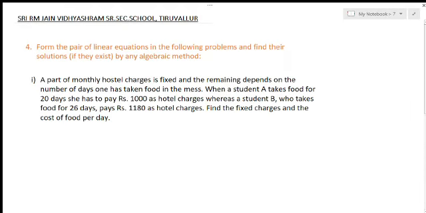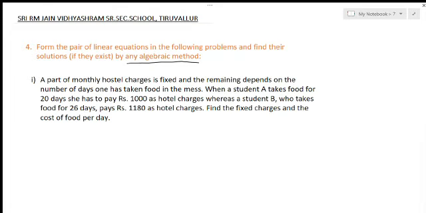Your next question. Form the pair of linear equations in the following problems and find their solution if they exist by any algebraic method. So we have to form the equation first, then we can find the solution by any one of the methods. Actually we have three methods. Yes, one is substitution, other one is elimination, and the third one is cross multiplication. By using any one of the methods, you can solve and find the solution.